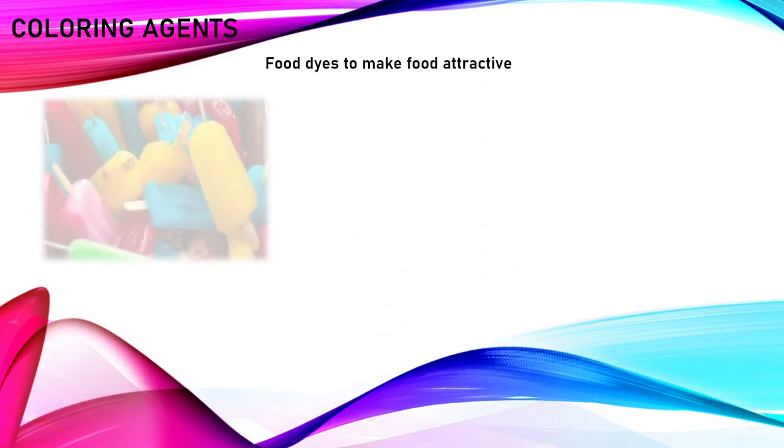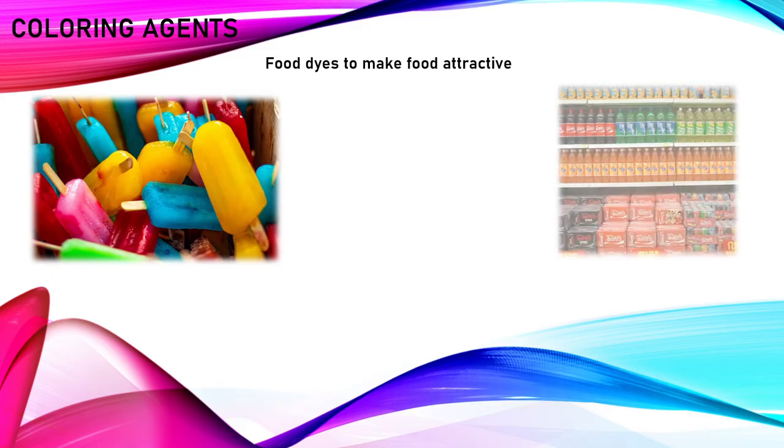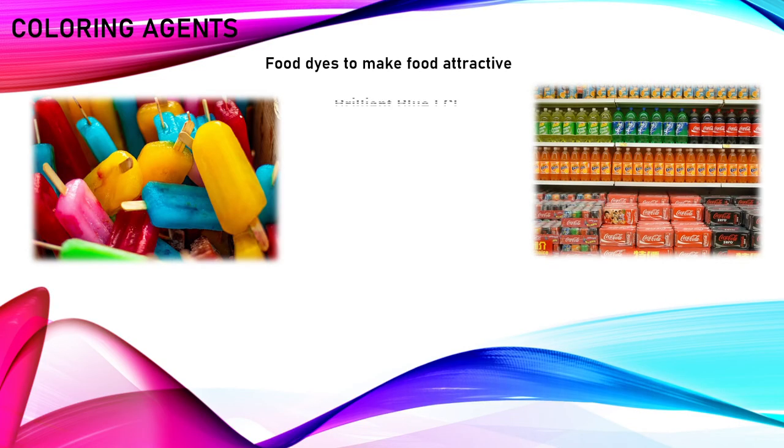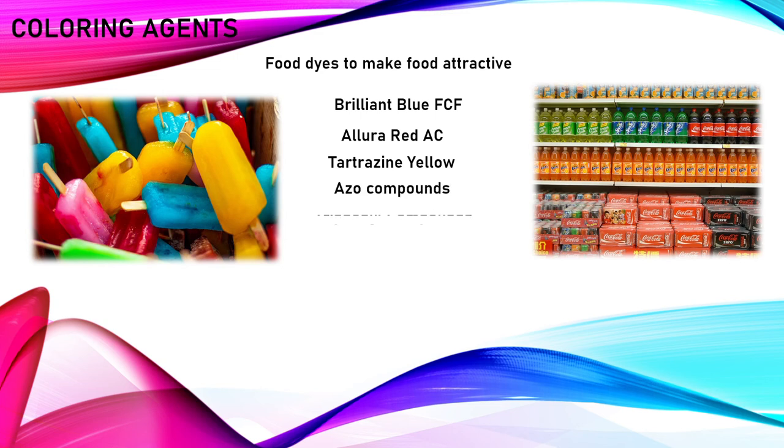Coloring agents are added to make processed food more attractive. Some of the most prominent food dyes used in processed food, such as ice creams, fruit candy, and soft drinks, are brilliant blue, allura red, and tartrazine yellow. These color agents are also known as azo compounds or triphenyl compounds.